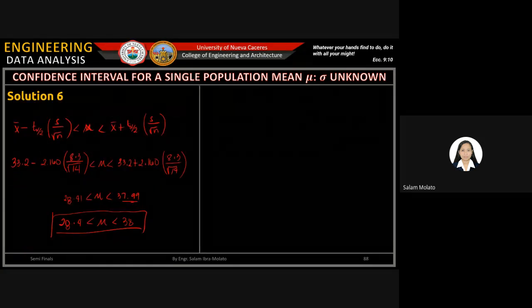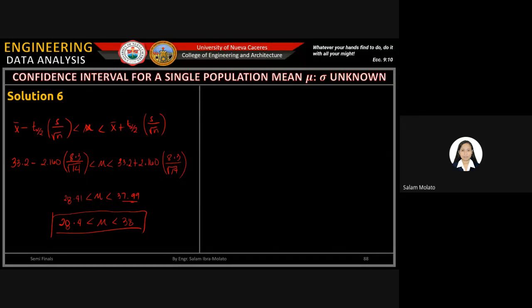Okay. So that's the confidence interval for a single population mean if the population standard deviation is unknown. So dalawa na yung natapos natin. Confidence interval for a single population mean if the sample n value natin is greater than 30 and the population standard deviation is known, no? So, yun yung una nating natapos. Pangalawa, kapag unknown and less than 30 yung n natin, gamit tayo ng t-score.